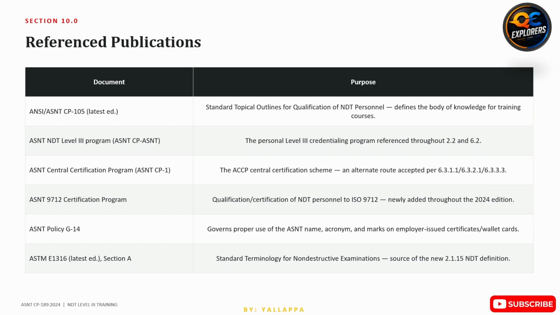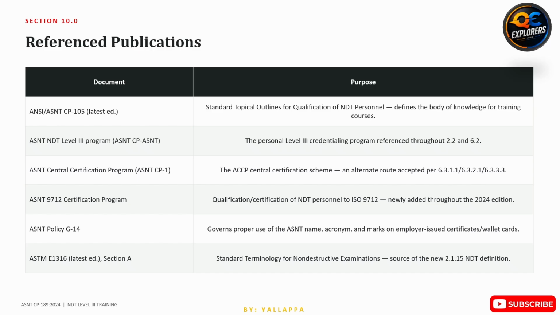Next is the ASNT NDT Level II program, also known as CP-ASNT. This is the Personal Level III certification program referenced throughout sections 2.2 and 6.2. Candidates seeking employer Level III certification must first hold a current ASNT Level III certificate in the applicable method.